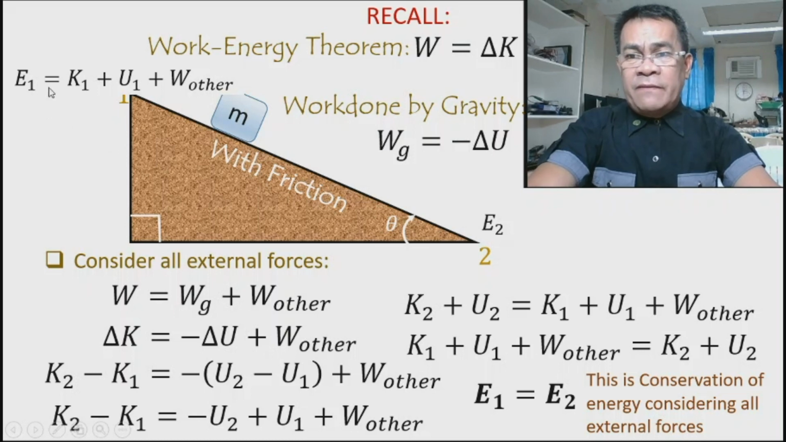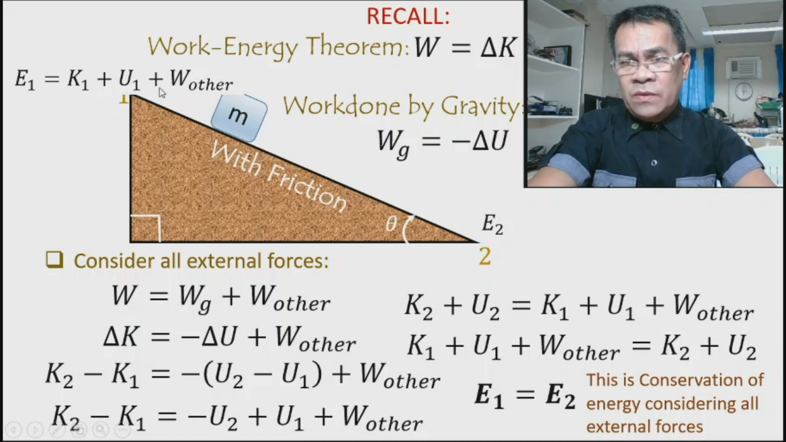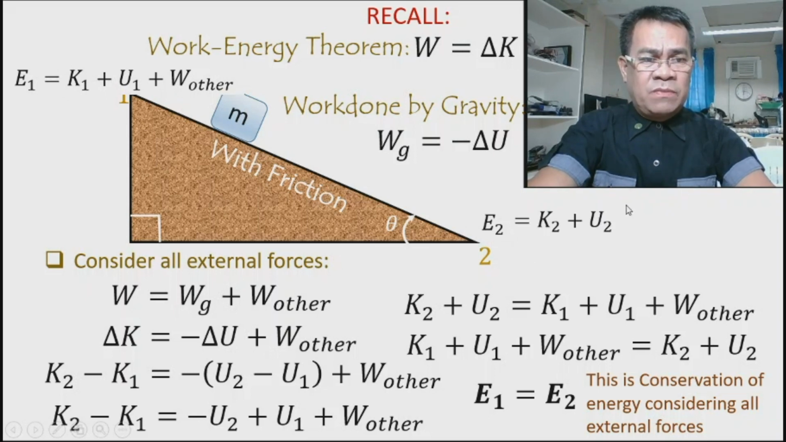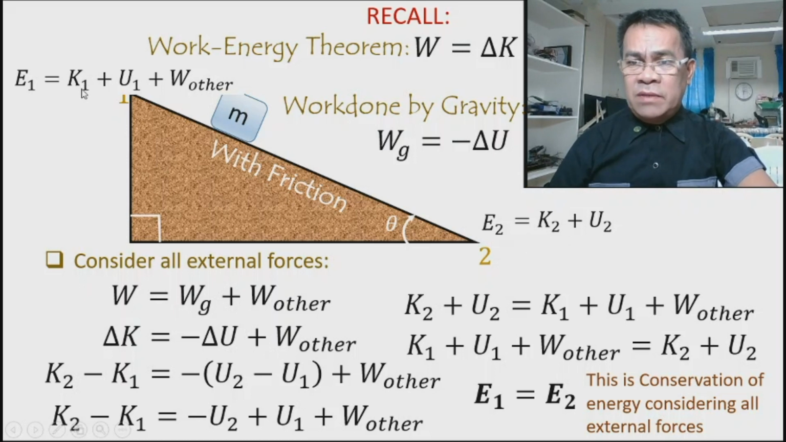So therefore, again, the initial energy E1 is K1 plus U1 plus the work done by other, and the final is just K2 plus U2. Now take note, K1 means the initial kinetic energy. U1 is the gravitational potential energy. Now, what will happen if we have the elastic? Suppose we have the spring at this point. Then include it here. You just add this term.